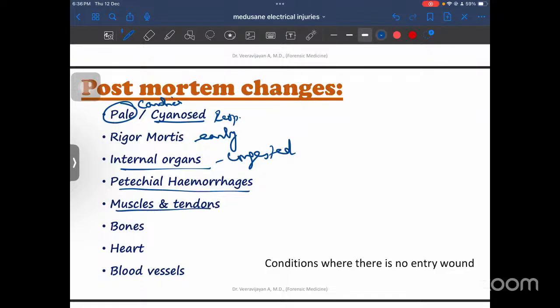Another one is muscles and tendons. In muscles and tendons, we may see Zenker's degeneration. And petechial hemorrhages in bones. In bones, electricity may produce fractures, either frank fractures or microfractures. Another important thing in bone is the bone pearl. I will explain in the next slide.